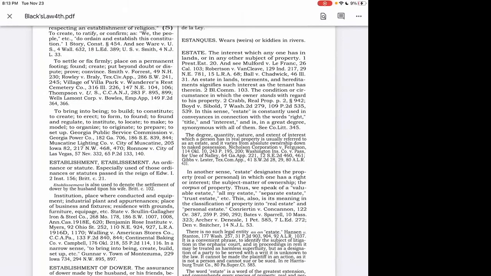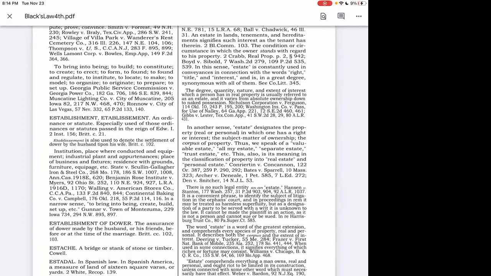So estate, the interest which anyone has in lands or in any other subject of property. An estate in lands, tenements, and hereditaments signifies such interest as the tenant has therein, the condition or circumstance in which the owner stands with regards to his property. In this sense, estate is constantly used in conveyance in connection with the words right, title, and interest, and is in great degree synonymous with all of them. The degree, quantity, nature, and extent of interest which a person has in real property is usually referred to as an estate, and it varies from absolute ownership down to naked possession.